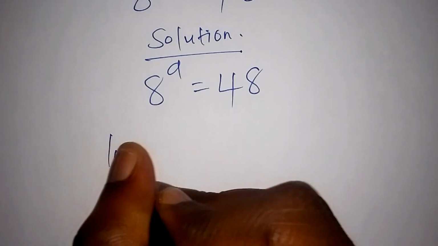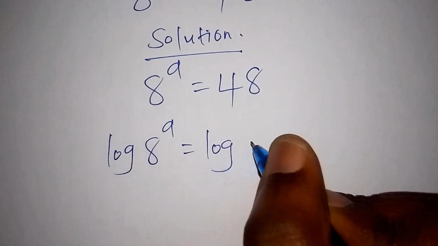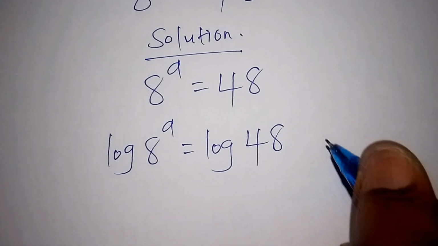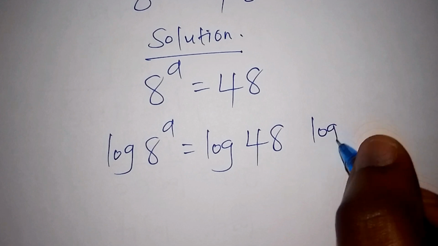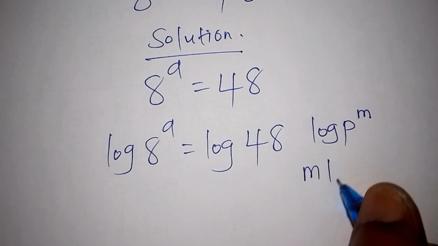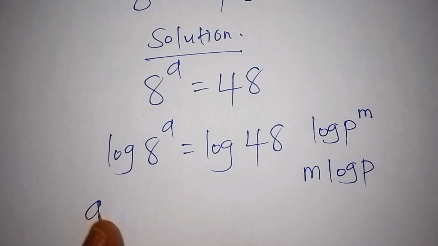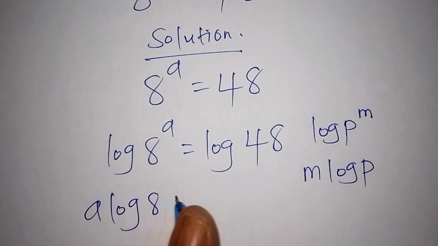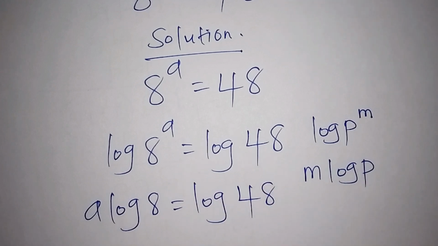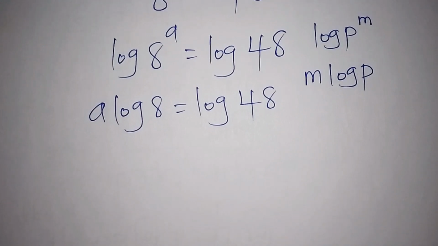Here we shall have the log of 8 to the power of A is equal to the log of 48. We can now rewrite it, because when you have the log of P to the power of M, this can also be written as M times the log of P. So in this case we shall have A times the log of 8 is equal to the log of 48. So simple. From there we shall divide both sides by the log of 8.